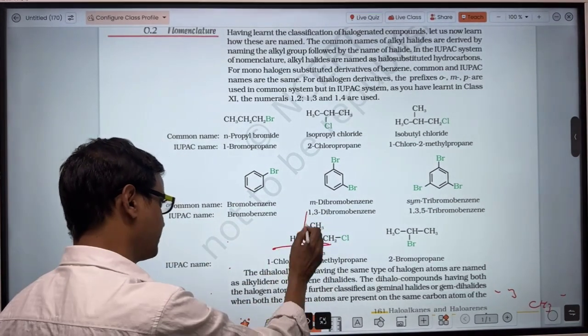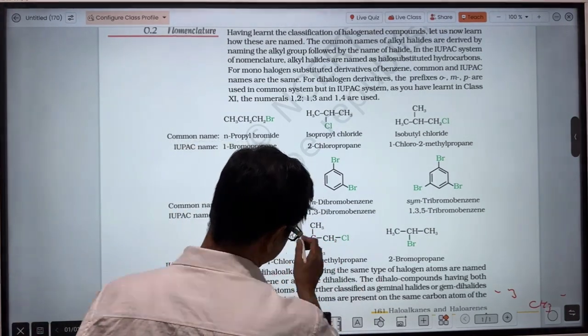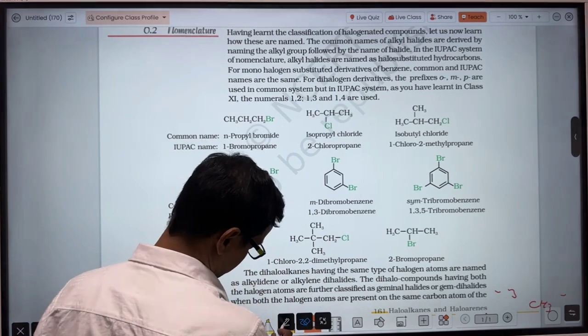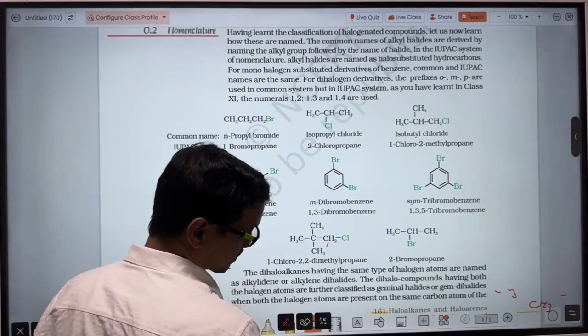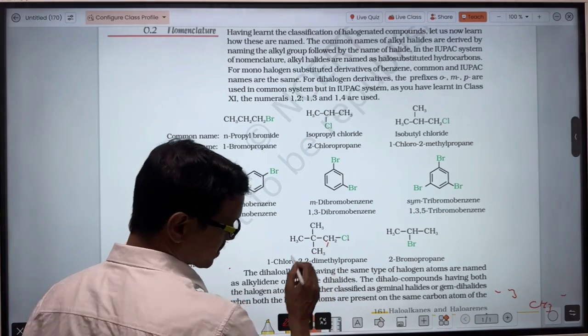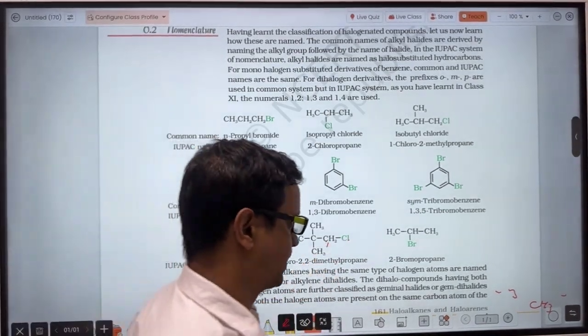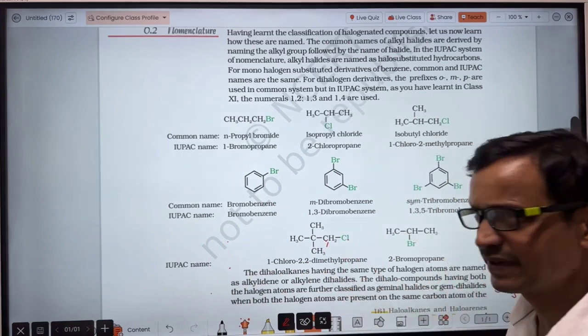This chain or that chain, it doesn't matter. The IUPAC name will be the same whichever side you go. Then after that you have to do the numbering. Here chlorine is bonded to this carbon atom, and you will have to give the lowest position to this carbon atom. So this will be the first carbon atom.